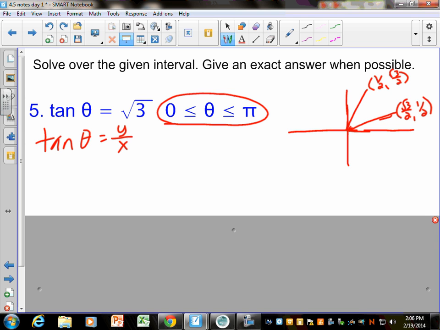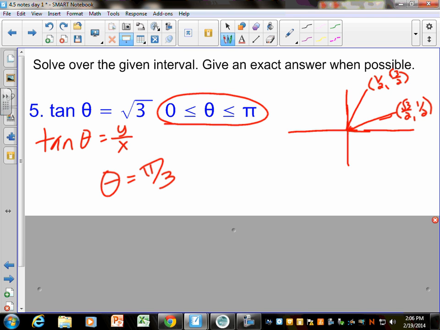Which one of these angles has a tangent of square root of 3 on top? Pi 6 or pi 3rds? Pi 3rds. Which means if you know your unit circle or you have your unit circle handy, there's not a lot of work to show with that. It's just knowing what it's asking. I'm looking for an angle in quadrant 1 or 2 that has that tangent.